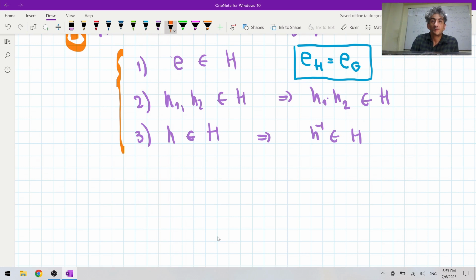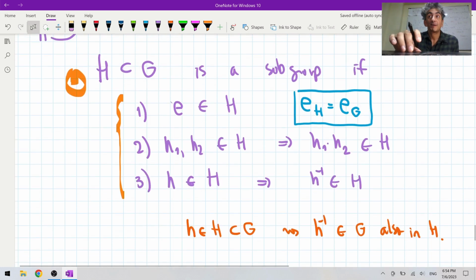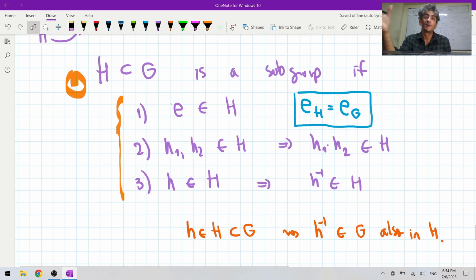Since h is in H and also an element of G, then the inverse of h lies in G, but also in H. So taking a look at the inverse of h in the smaller group is actually the same as looking at it in the bigger group. Okay. Being a subgroup is being a substructure. So everything we say for groups holds for subgroups. There's no problem there.